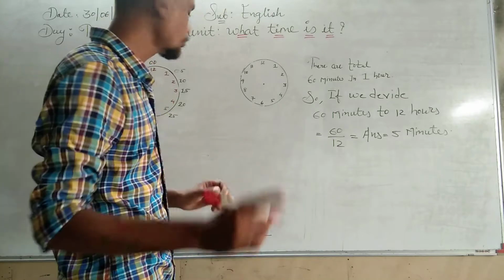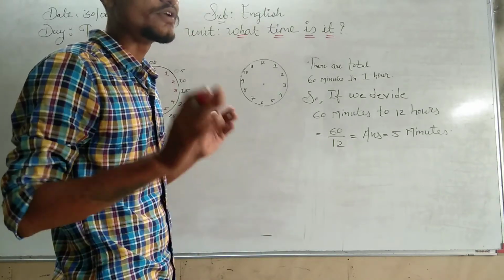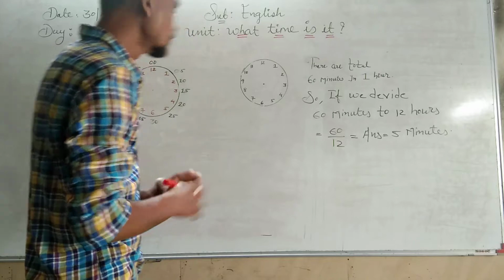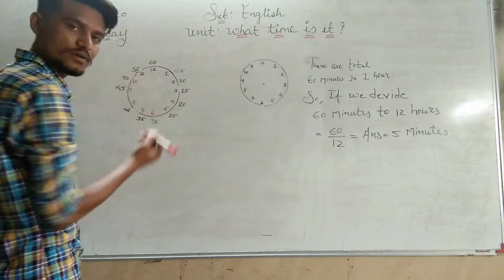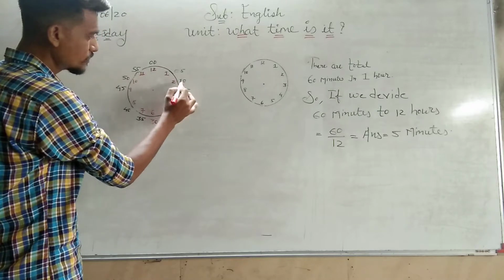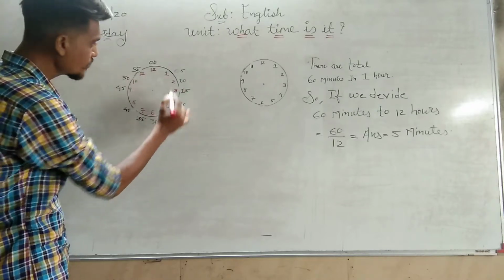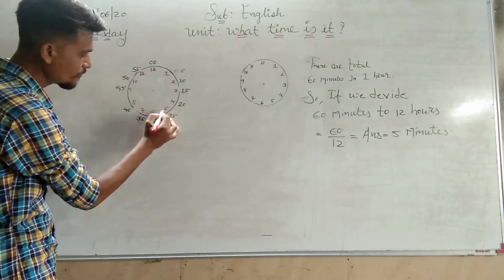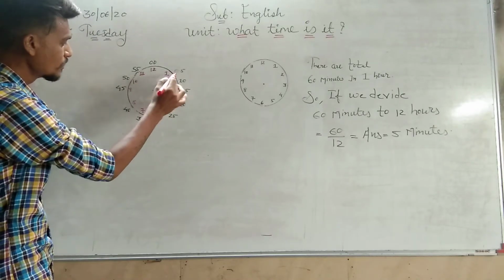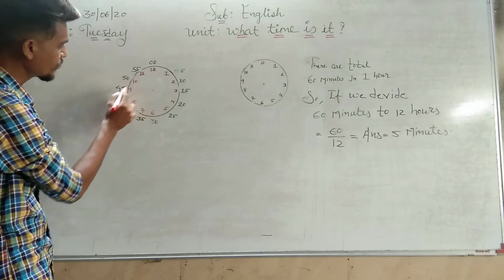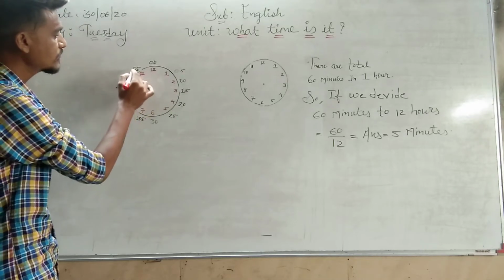Very easy. What you have to do is just remember the table of 5. So let's see how we will go. 5 ones are 5, 5 twos are 10, 5 threes are 15, 5 fours are 20, 5 fives are 25, 5 sixes are 30, 5 sevens are 35, 5 eights are 40, 5 nines are 45, 5 tens are 50 and 5 elevens are 55.